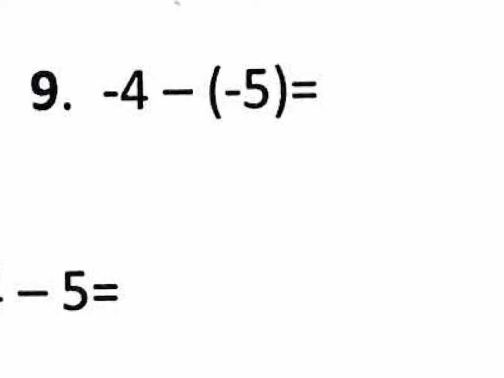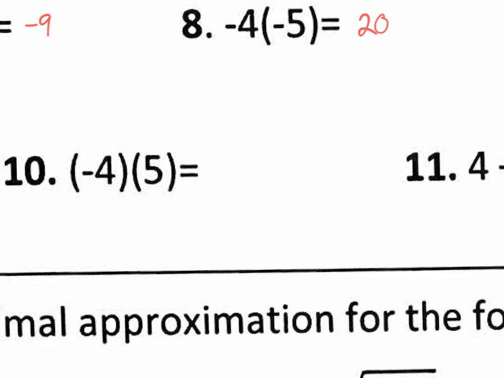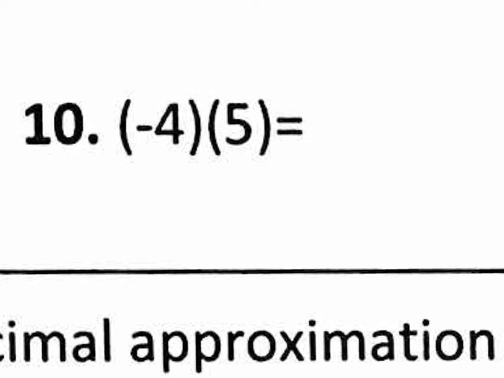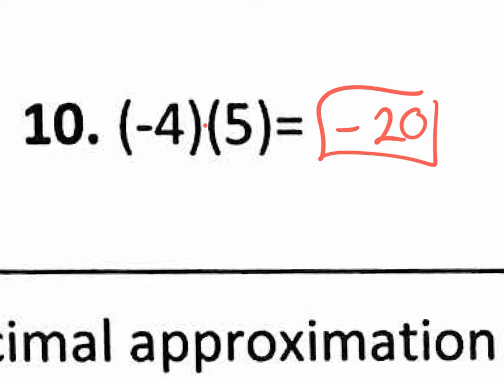Number 9, before thinking of money, I must change the minus minus to plus plus. Okay? So now I can think of money. I owe $4. What does this mean? I have $5. Could I pay him off? Yeah, I'll actually have $1 left over. Positive 1. Number 10, am I thinking of money? No, because there's no sign between the parentheses. That means you're multiplying. So 4 times 5 is 20. A negative times a positive equals a negative. So negative 20 is your answer right there.